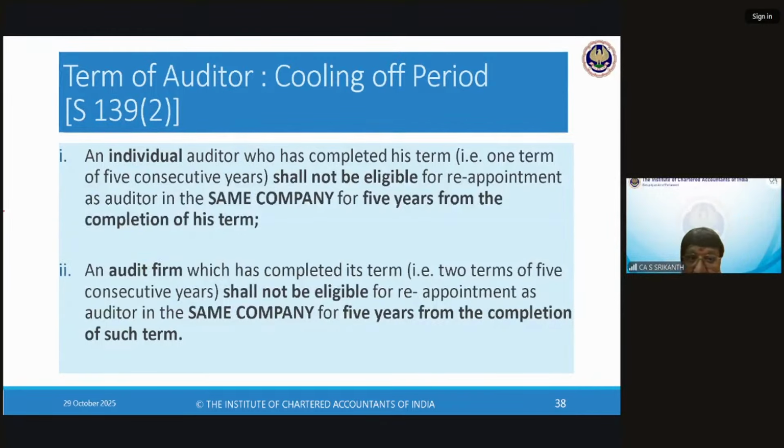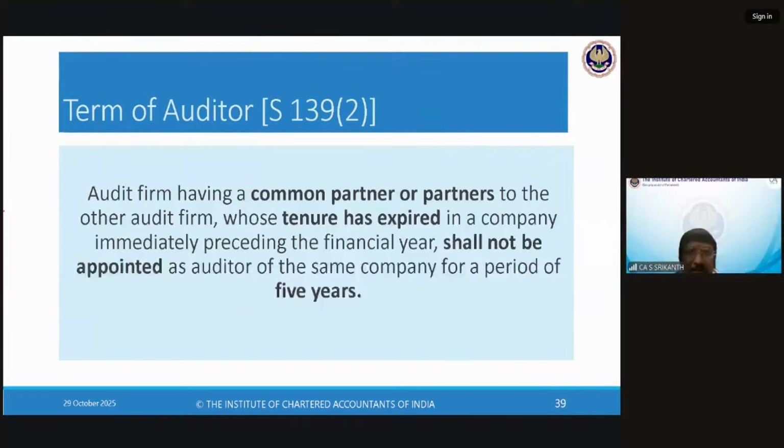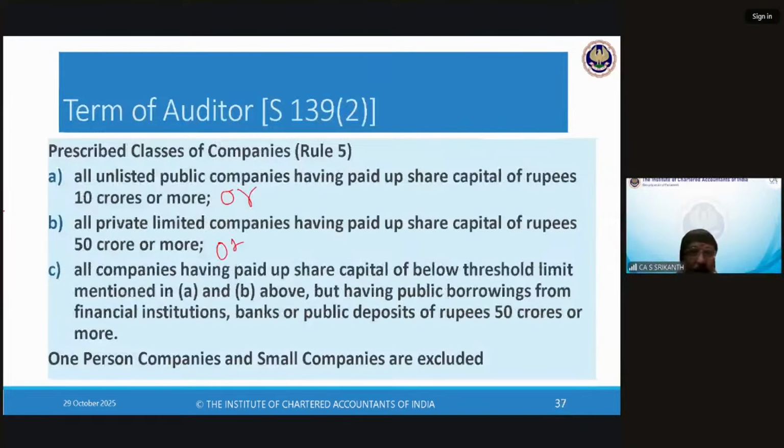5 years. Okay. Similarly, an audit firm which has completed 2 terms of 5 consecutive years shall not be eligible for reappointment in the same company for 5 years. So the cooling off period is 5 years. Don't come near, go like that. Okay. This was a major shock. This 5 years was a major shock.